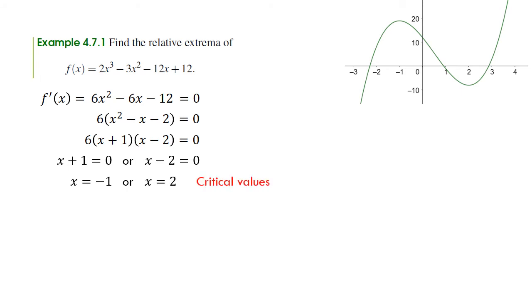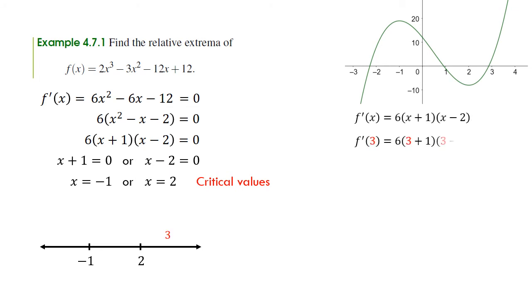Then put them on the number line from low to high. We put negative 1 here, and put 2 here, we have 3 intervals. Then determine the slope on the left and on the right of each critical value. When x is greater than 2, we can pick 3, and put it into f prime of x. f prime of 3 is 24, it is positive. So the slope on this interval is positive.